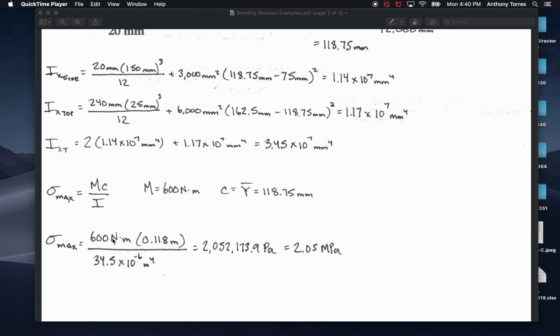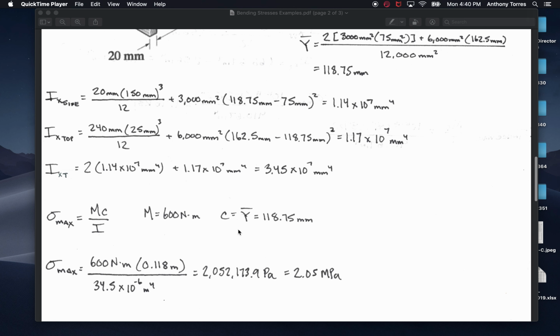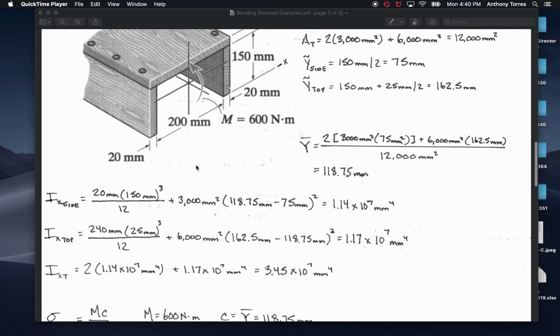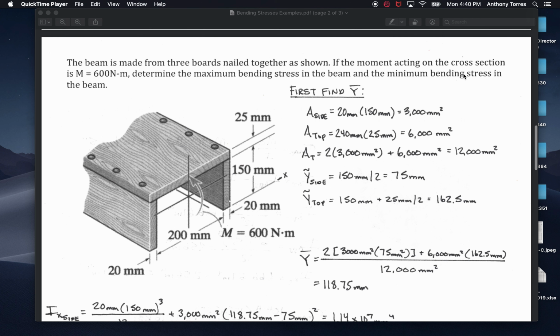I do that, and we're in newtons over meter squared, which is a pascal, so 2,052,173.9 pascals, which is 2.05 megapascals. So that is the overall maximum. Y bar gets me to the maximum, just like we did in the first problem in this lecture. Y bar wound up getting me to the maximum because that's the furthest distance from the centroid to the outer fiber. Now I don't have it written on here, but this problem also asked for the minimum bending stress.